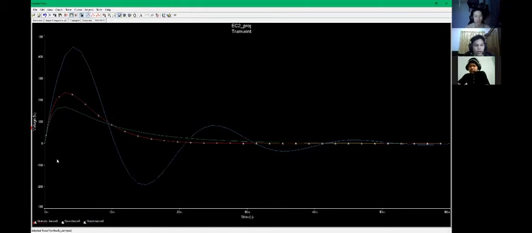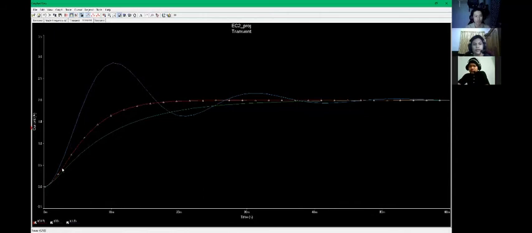Okay, next is the graph for IT. So this is the graph for IT for all of our circuits, which in our cases are overdamped, underdamped, and critically damped, where the blue one is underdamped, the green one is overdamped, and the red one is critically damped.